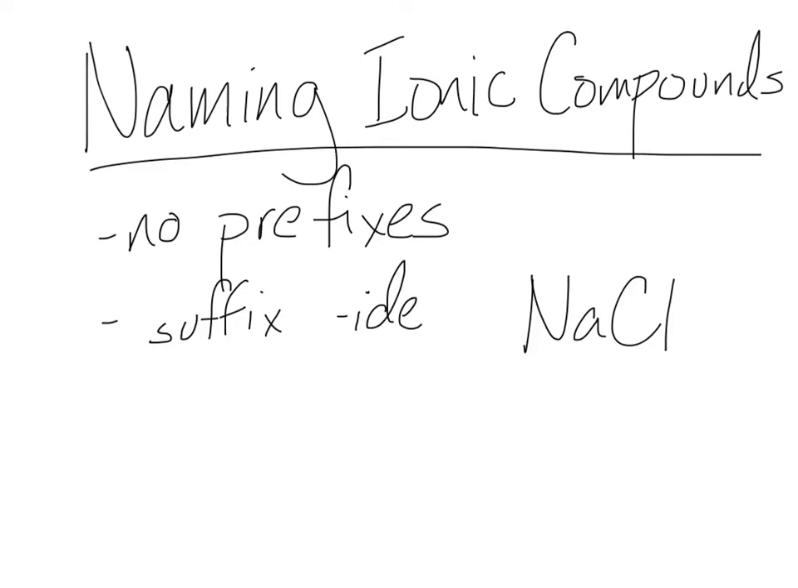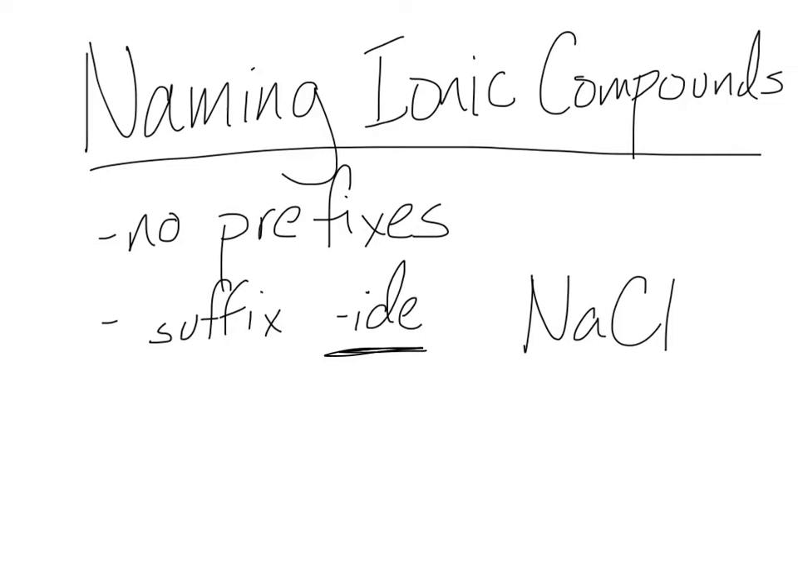Today we're going to take a look at naming ionic compounds. What you need to remember when naming ionic compounds, which is different than naming molecular compounds, is that we don't use prefixes to identify the quantity of each of the ions in the name. And much like naming molecular compounds, we need to make sure that we name the last part of the name with an IDE suffix.